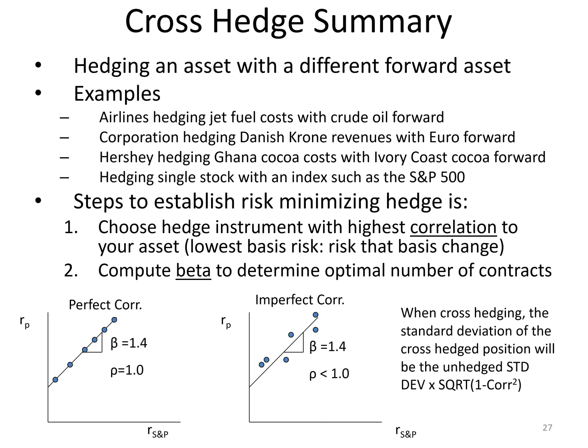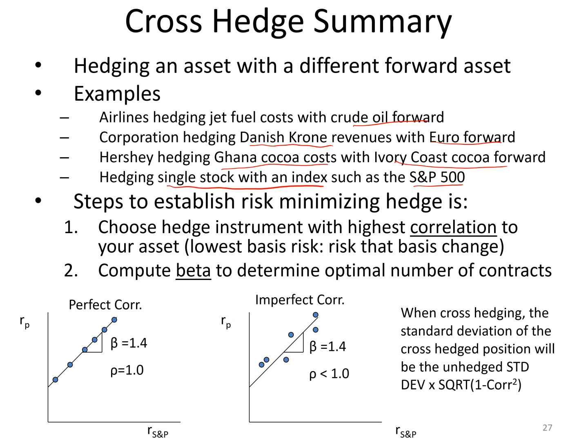As a summary, cross-hedging is hedging an asset with a different forward asset. In other words, hedging, say, jet fuel by using a forward contract on heating oil. Examples are an airline hedging jet fuel with crude oil contracts, a corporation hedging Danish crown revenues with euro forwards, or Hershey hedging Ghana cocoa costs with Ivory Coast cocoa forwards, or hedging a single stock with a forward asset of the S&P 500.